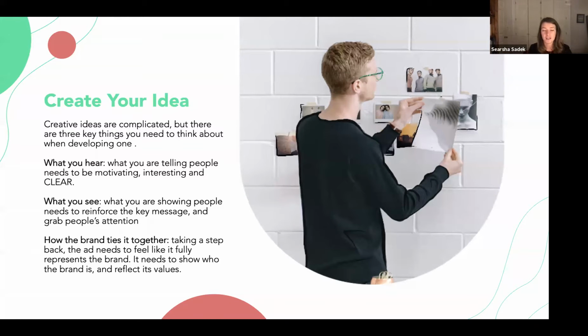The third part sits above those other two, which is how your creative idea actually reflects your brand. So taking a step back, the ad needs to feel like it really represents the brand. It really needs to show your values, show your tone of voice. If your brand was a person, this is them talking. So who are you? Making sure that you're really clearly representing and reflecting who you are means that whether or not people get the key message, they will have an impression of your brand. If you can tie that really strong key message into a really strong brand personality as well, you are absolutely winning because they will leave with a sense of who your brand is and a key message.